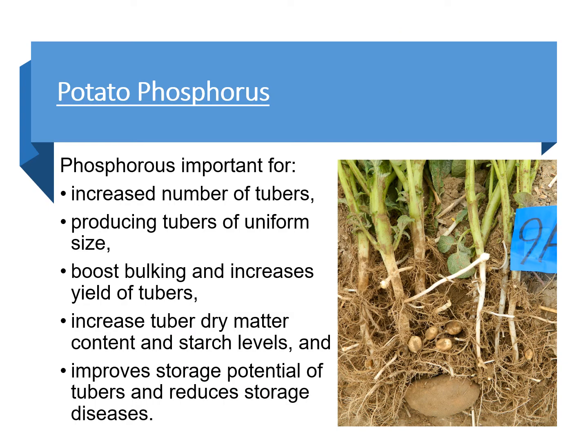Potato phosphorus is really important because it helps with increasing the number of tubers, boosting bulking and the dry matter content, and it also improves the storage potential. So you can see it's very critical that we have the right amount of phosphorus in the plant. With our high calcareous soils and lots of phosphorus being tied up, it makes it harder. So a lot of times we are putting on phosphorus in smaller amounts at a time, trying to get it to where the plants can take it up.